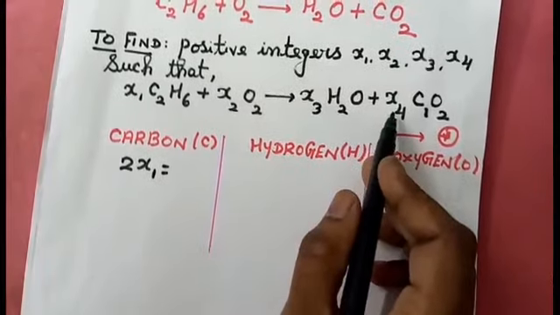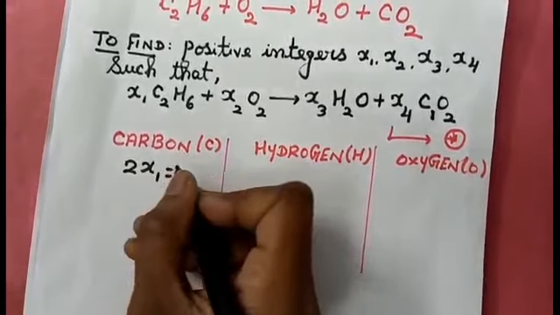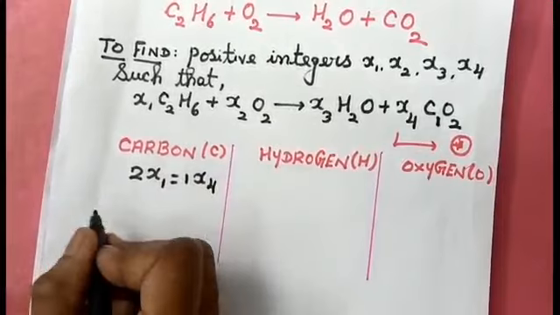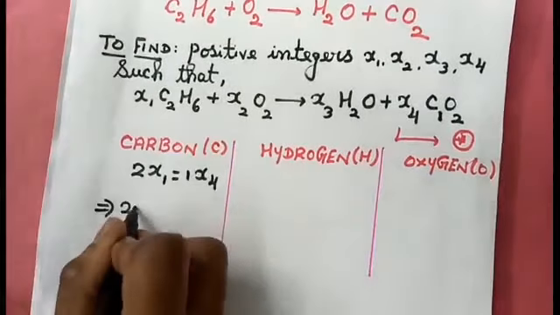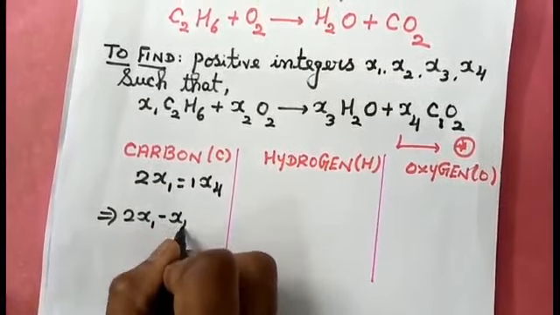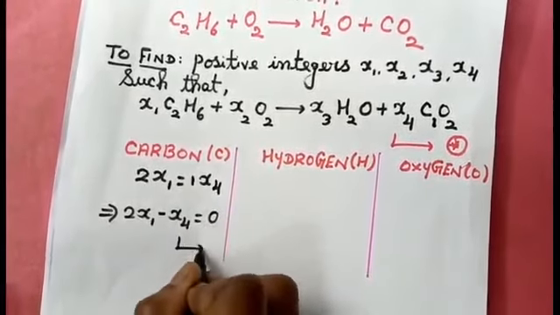And what is a positive integer? x4, that is 1 x4. Just rearrange the equation, you will be getting like this, that is 2x1 minus 1x4 can be written as x4 equal to 0. Mark it as equation 1.